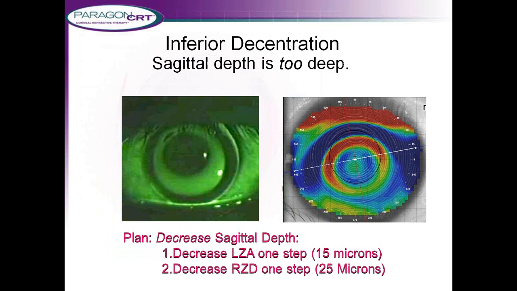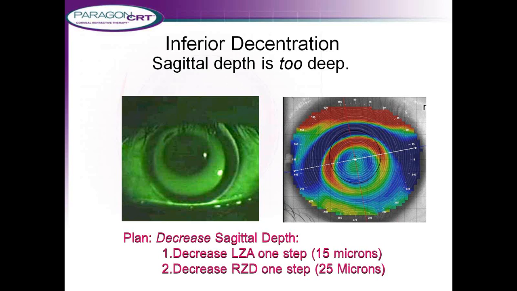Conversely, lenses that are too deep in sag tend to decenter inferiorly. A common reason for inferior decentration is that the landing zone angle is too great, driving the lens downward from a superior, flatter cornea. Often, decreasing the landing zone angle by 1 degree will help in centration. Remember, any decrease in the number value of either the return zone depth or the landing zone angle will decrease the overall sagittal depth.